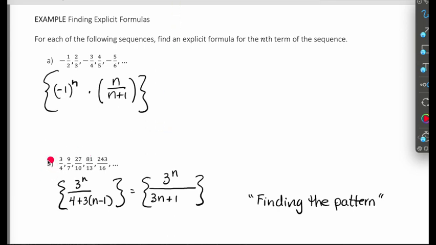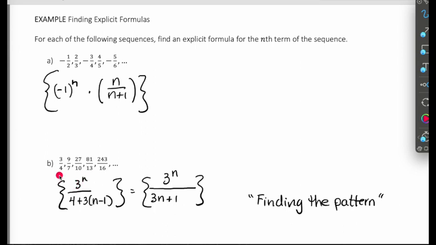Okay, looking at part B of this formula, the first thing that I notice is that the top are powers of 3, starting with 3. This is 3 to the first, 3 to the second, 3 to the third, 3 to the fourth, 3 to the fifth. So I'm going to make my numerator 3 to the nth. So when I plug in 1, I get 3 to start off with. When I plug in 2, I get 3 squared, which is 9. So there's my pattern for the numerator.